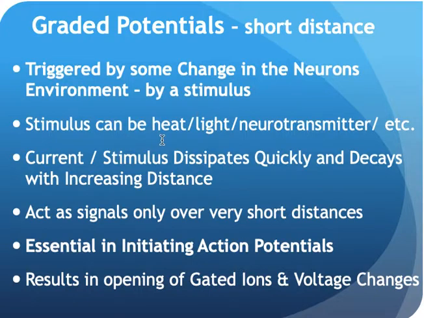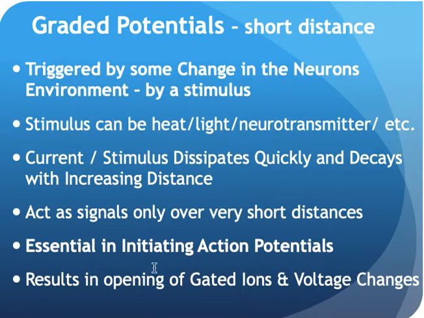Stimulus can be heat, light, neurotransmitters, etc. Current stimulus dissipates quickly and decays with increasing distance. So again, that goes with these only being for short distances, and they're going to act as signals over very short distances, essential in initiating action potentials. So it results in opening of gated ions and voltage channels.